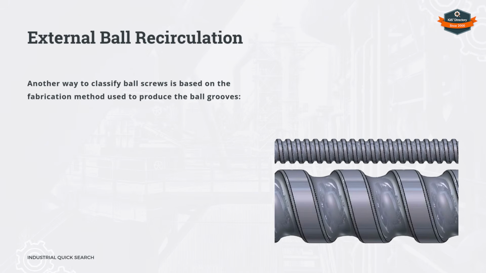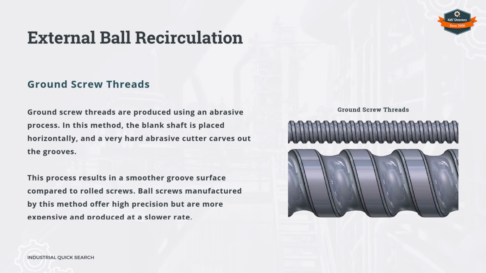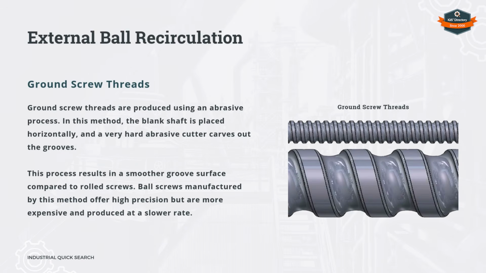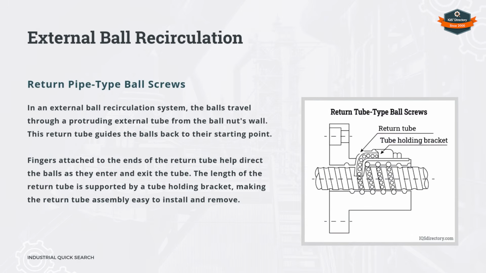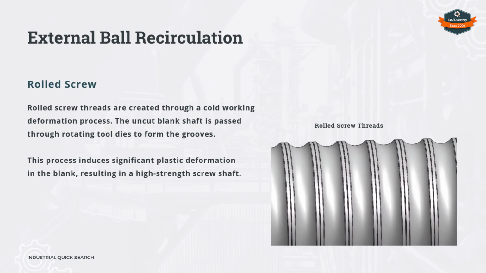Another way to classify ball screws is based on the fabrication method used to produce the ball grooves. Ground screw threads. Return pipe-type ball screws. Rolled screw.